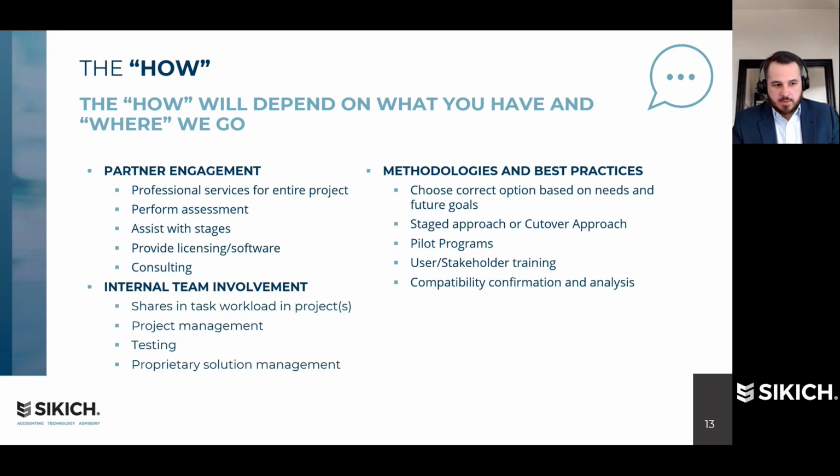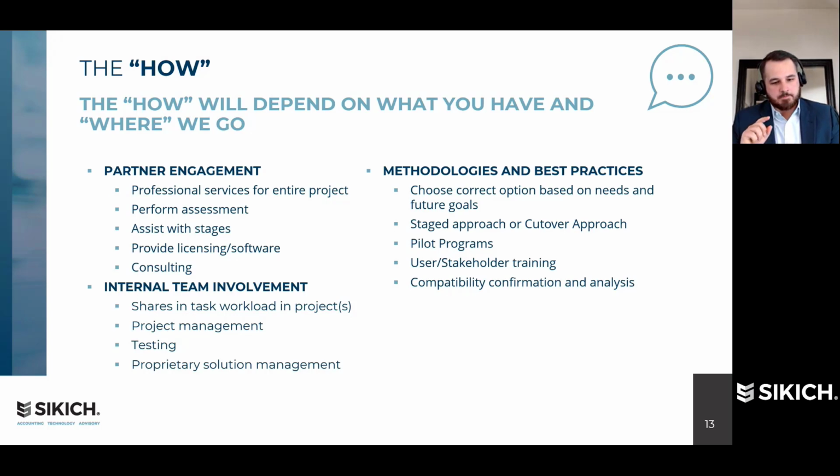Some of those options have internal team involvement to share and task workload. Typically, a partner like Sikich would prefer to project manage a project, even though some tasks would be done by internal parties. That way, the entire scope of the project is really accounted for, and we know where we're at in the process. And there's reporting that can be done, so that stakeholders in the project are aware, even if the task itself isn't being done by Sikich. The project management piece is very helpful.